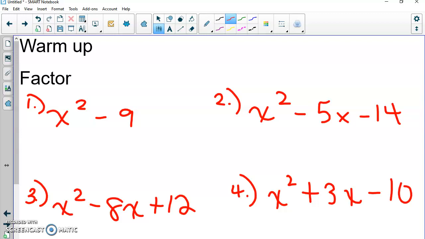Hey guys, today we are going to learn about factoring with trig functions. But before we do that, let's pause and do some review on factoring and factoring rules. So here are 4 simple problems that you learned in previous years. So hit pause and try to factor each of these 4 expressions.